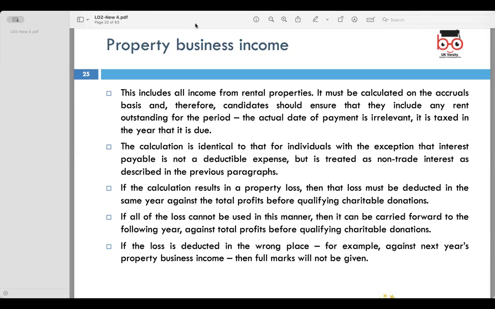If the calculation shows a loss on property, that loss must be taken out of the total profit of the same year before any charitable donations are deducted. If this method does not work, there is another way to use the loss. It can be carried over to the next year and used against the total income made before the qualifying charitable donation. So if the loss is taken out of the wrong place, like against the tax year income from the real estate business, the full grade will not be given.